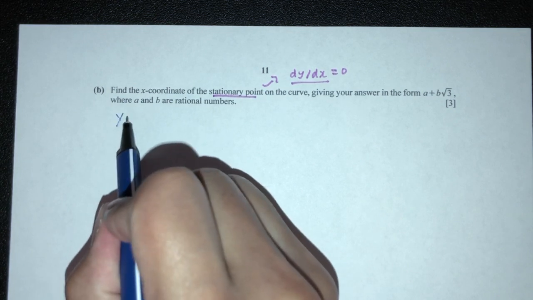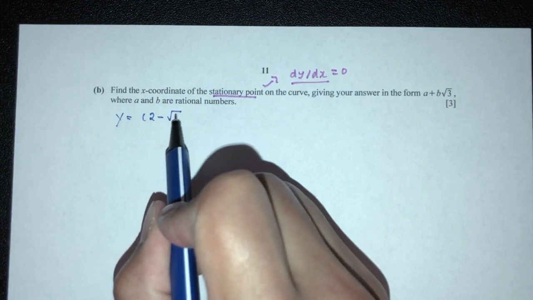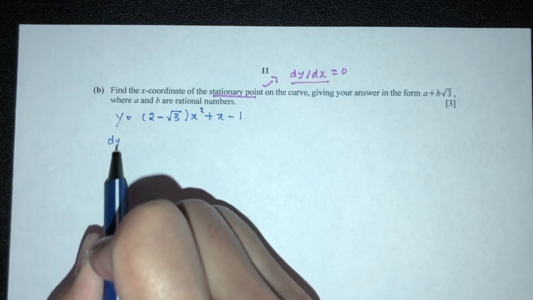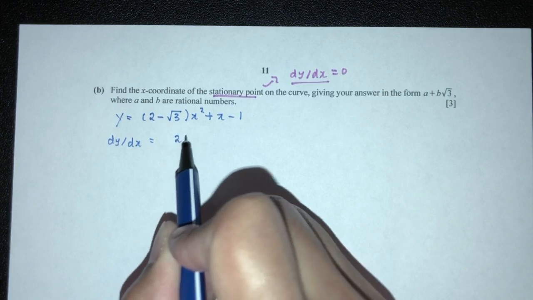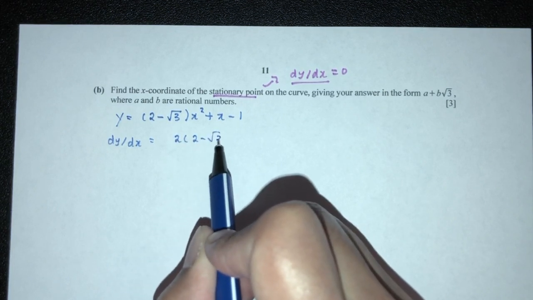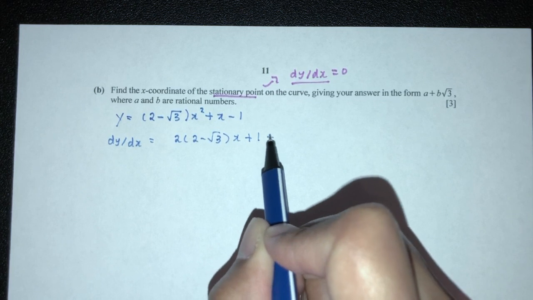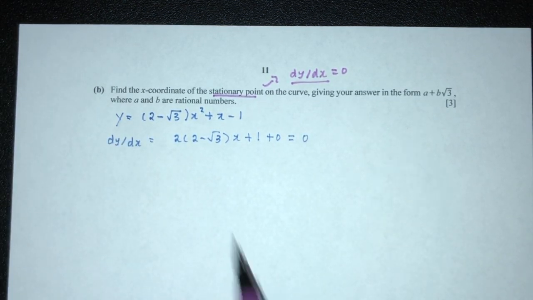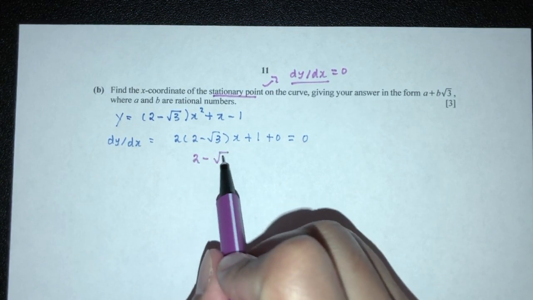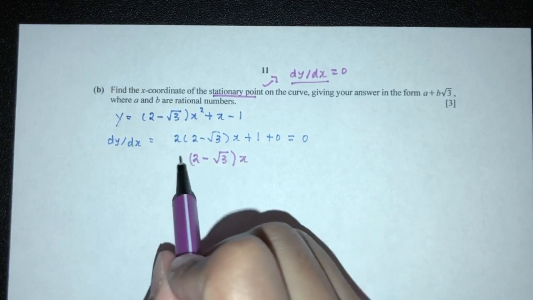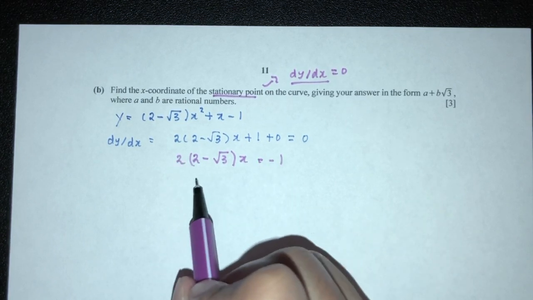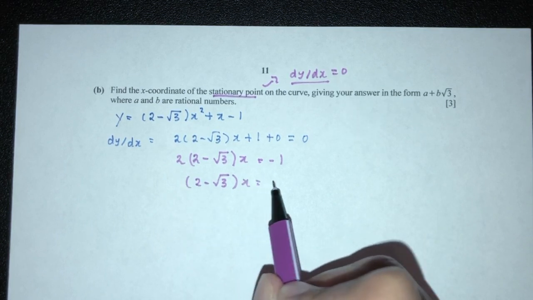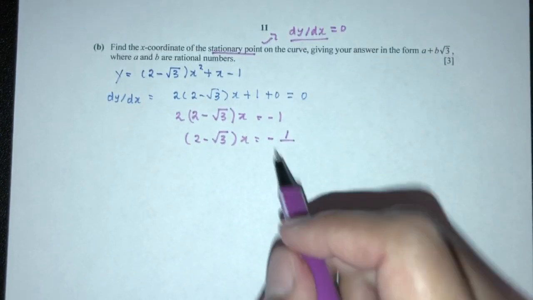So y is given to you by 2 minus this x squared plus x minus 1. So dy by dx will be 2x plus 1, that becomes 0. Equate that to 0 to find the stationary value. That will become 2 minus root 3 x, that will be 2 here obviously, equal to minus 1. So here you have 2 minus this, that will become minus 1 over 2.